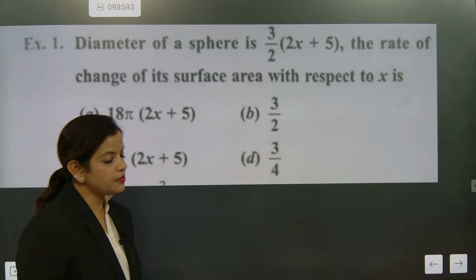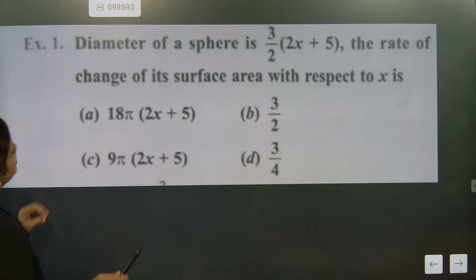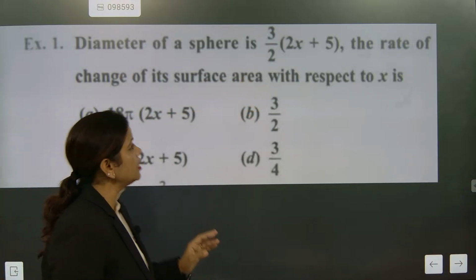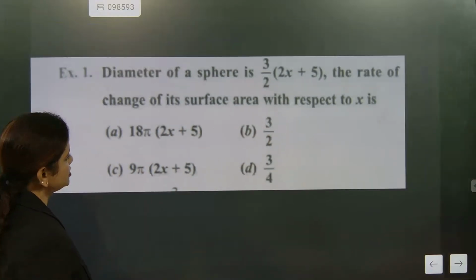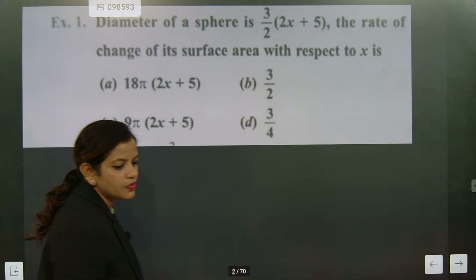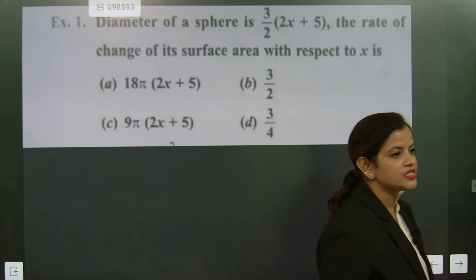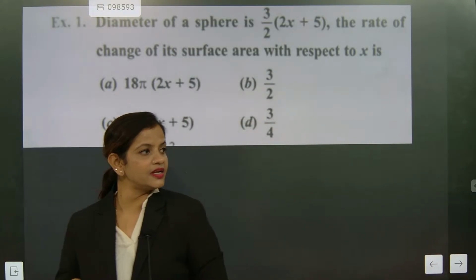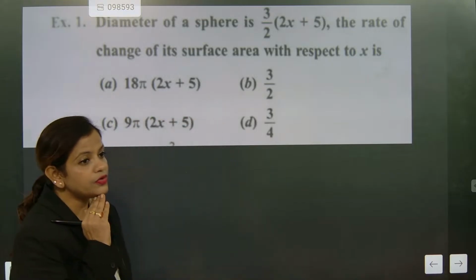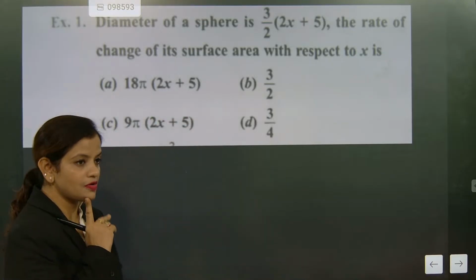Okay, now look at it. Determine the rate of change of surface area with respect to x, where the diameter of a sphere is given. These type of questions we have done one time. Now we are going to revise it and do it as fast as possible. So now look at how to do these questions the shortcut way. Now I am going to teach you the shortest way of solving the question.